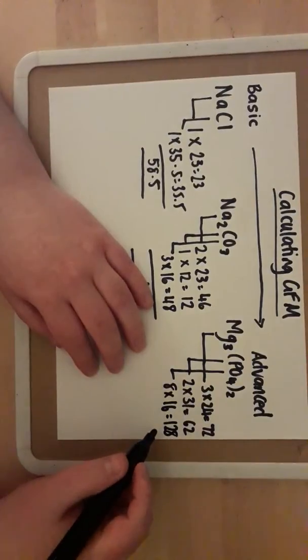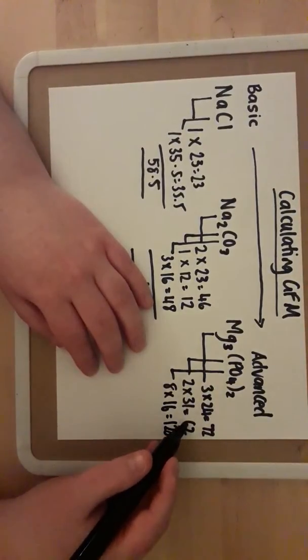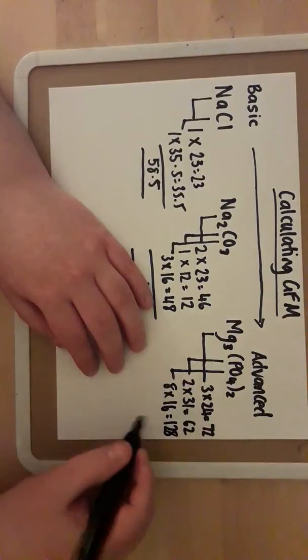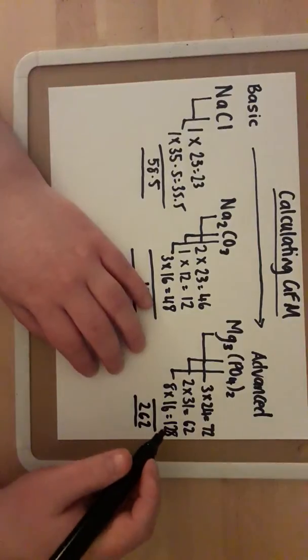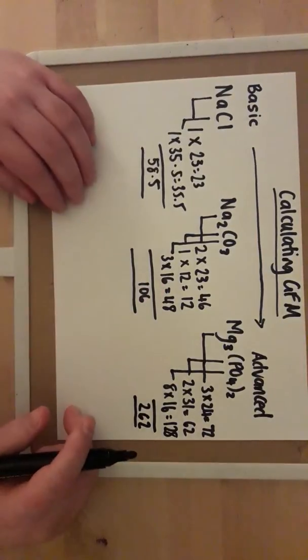So if I add them all together, 128, 188, 190, 262. Gram formula mass does not have any units.